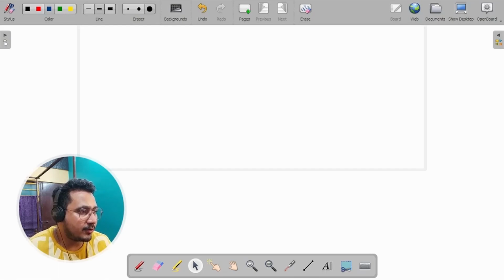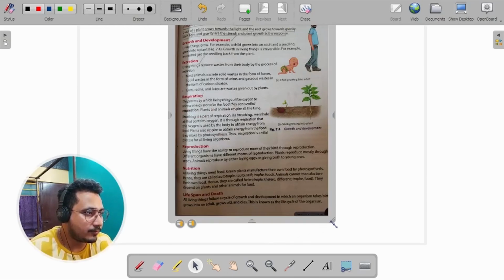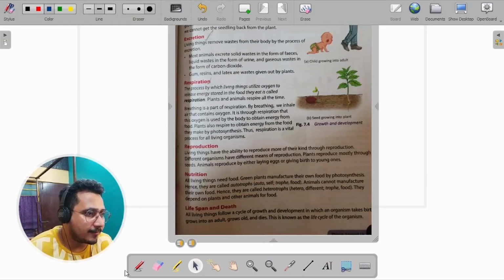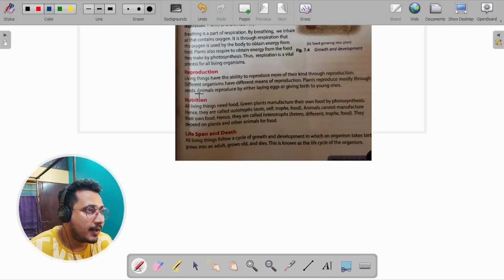Okay, and also this line. Copy the image here first. Also, underline here. Animals reproduce by laying eggs and giving birth to young ones. That you also underline. That I have underlined.